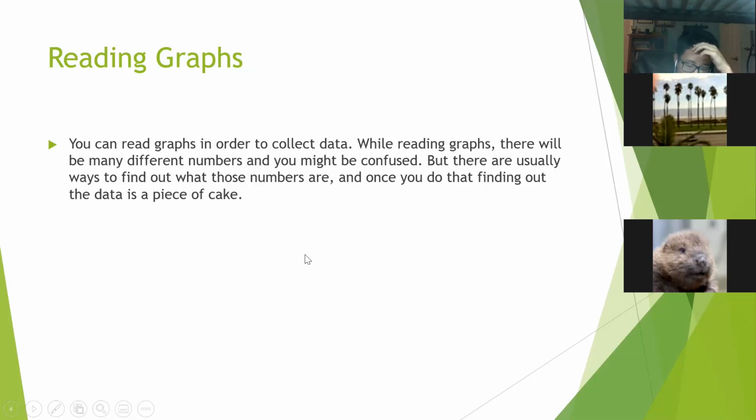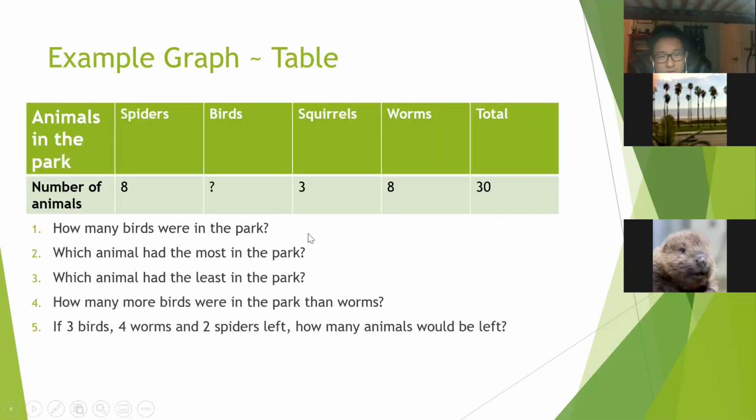So reading graphs. You can read graphs in order to collect data. While reading graphs, there will be many different numbers and you might be confused, but there are usually ways to figure out what those numbers are. And once you do that, finding out the data is a piece of cake. So here's an example graph that I have. This is called the table graph, and it's the easiest type of graph to read.